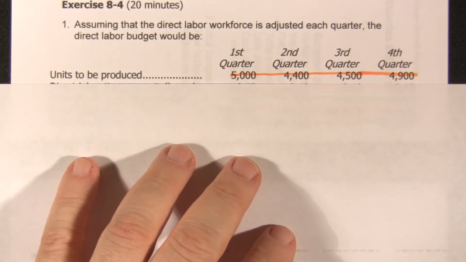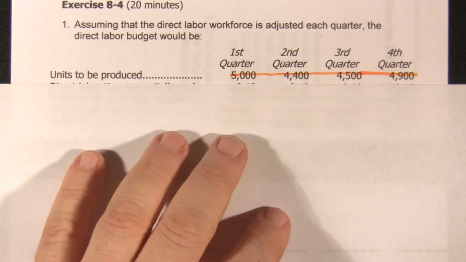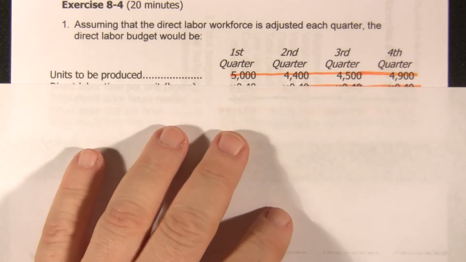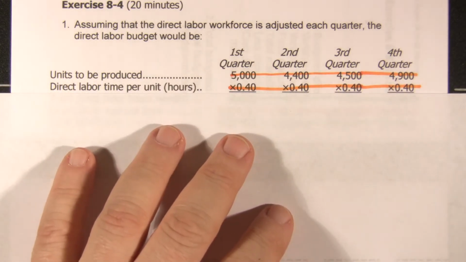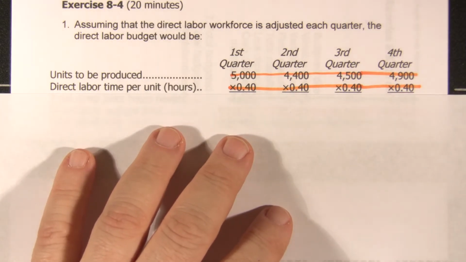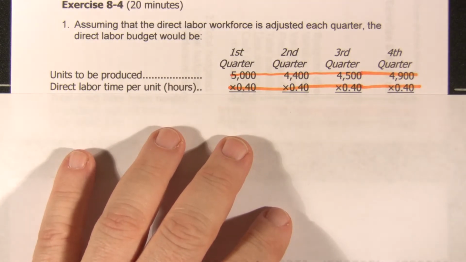Well, that's their production budget for the first, second, third, and fourth quarter. We're told that each unit takes 4/10 of an hour, not 40 minutes, 4/10 of an hour, okay? 40% of an hour. 40% of 60 is 24 minutes, okay? Don't make that mistake. Everything in orange is just copying the information out of the text.